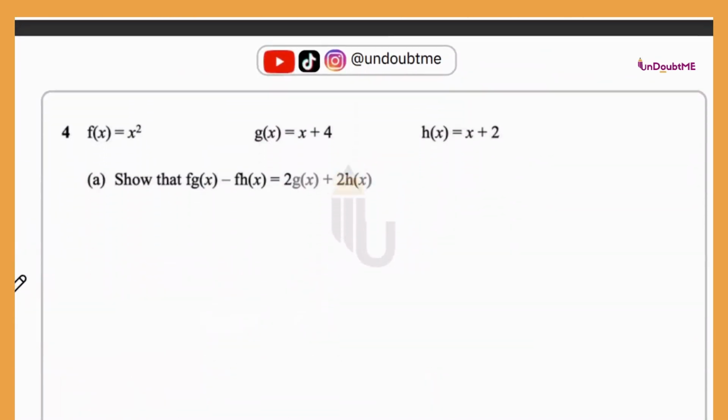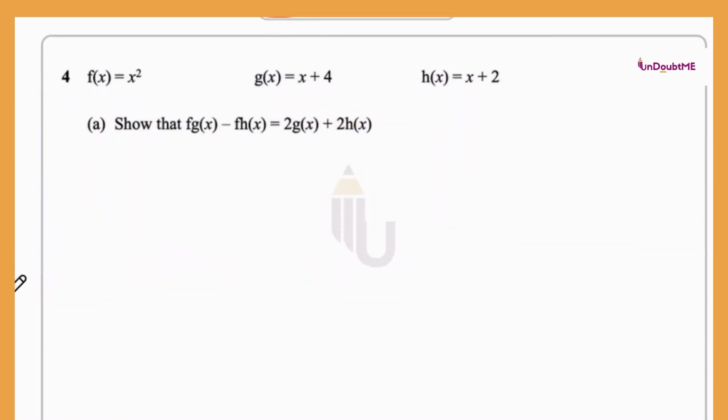Now the next question, where we have to show that f of gx minus f of hx is equal to twice gx plus twice hx. First we will just focus on LHS. So let me write LHS. F of gx. So in f you are going to put gx, so it will be x plus 4 whole square minus f of hx. In f you are going to put hx, so it will be x plus 2 whole square.